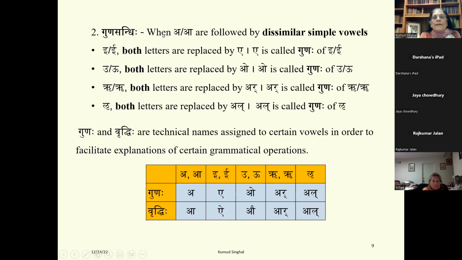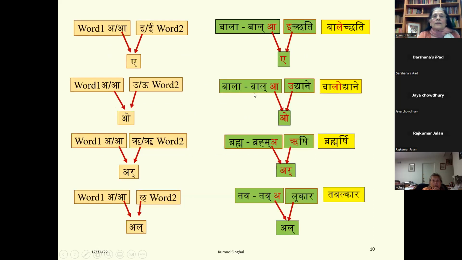So one more time, if the word ends in a or ā and is followed by i or ī, then both are replaced by e. If followed by u or ū, then both are replaced by o. Followed by ṛ or ṝ, then both are replaced by ar, and followed by ḷ, then replaced by al. So here, the first word ends in a or ā, the second word begins with i or ī, so they both are replaced by e.